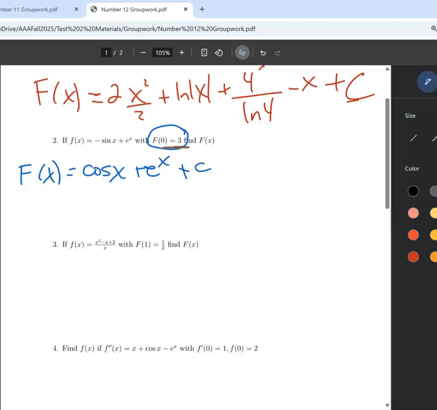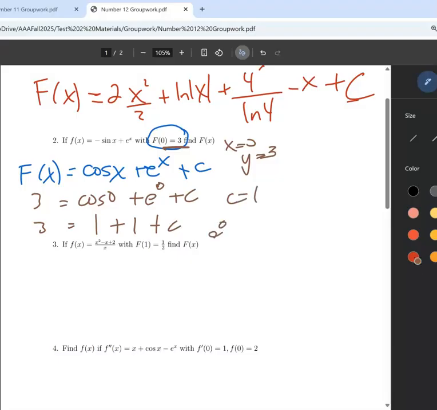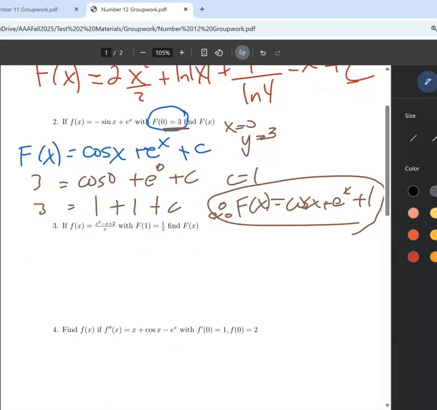Okay, so now here's where we work it. So we say x equals 0, y equals 3. So cosine of 0, e to the 0 plus c, and I'm going really slow so that you see cosine of 0 is 1, e to the 0 is 1. Oh my goodness, they're not 0, right? So I end up getting c is 1. So therefore the answer is not the c, but it's cosine of x plus e to the x plus the 1. That's the answer. Okay, let's do this one.